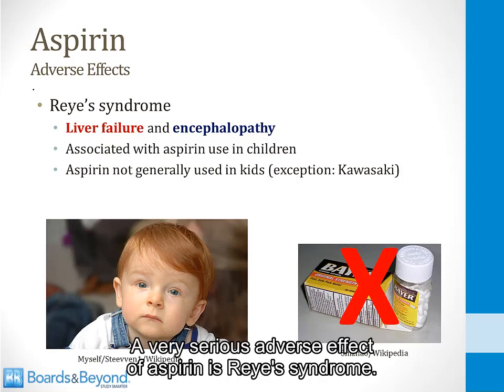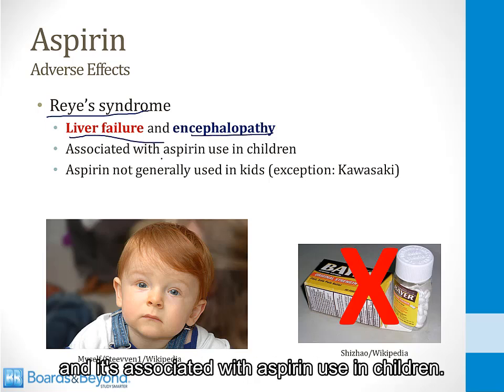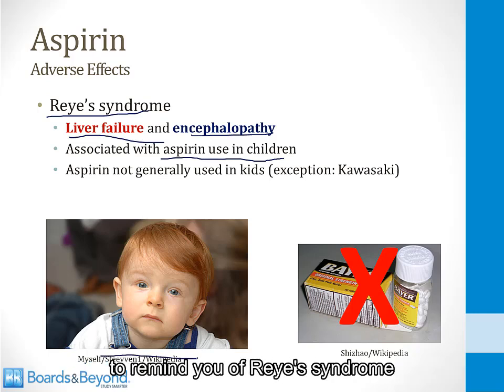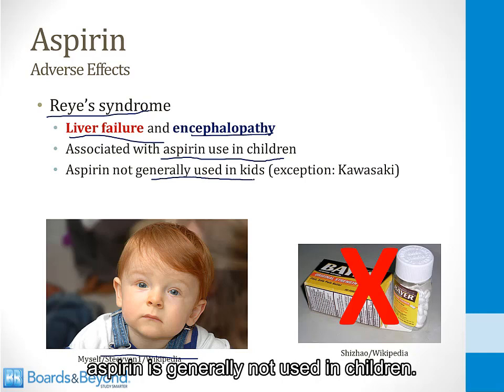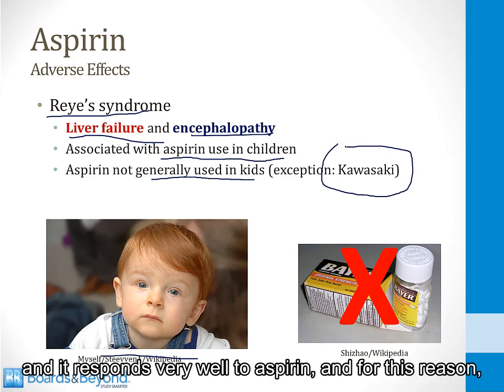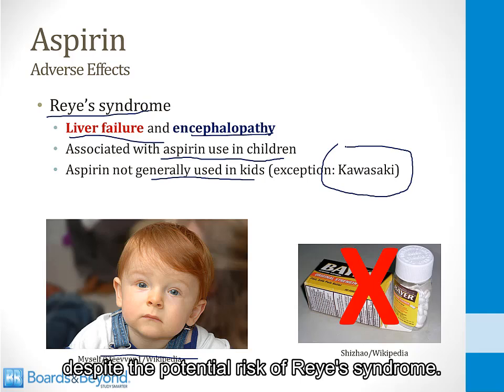A very serious adverse effect of aspirin is Reye's syndrome. This is a syndrome that involves liver failure and encephalopathy, and it's associated with aspirin use in children. I've shown you a picture of this kid on the screen here to remind you of Reye's syndrome and its association with aspirin. Because of the risk of Reye's syndrome, aspirin is generally not used in children. The one exception is Kawasaki disease, which is a vasculitis syndrome. It can be life-threatening in children, and it responds very well to aspirin, and for this reason aspirin is given in this rare condition despite the potential risk of Reye's syndrome.